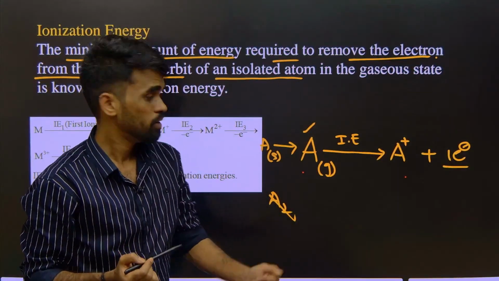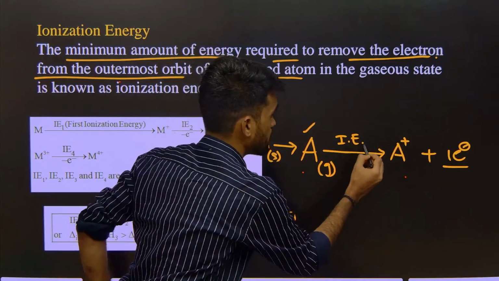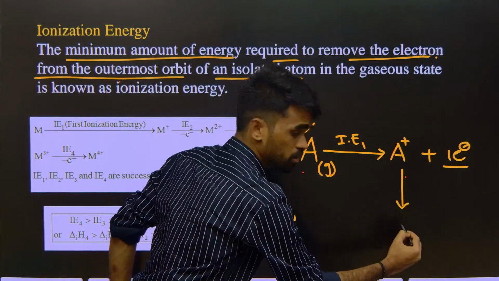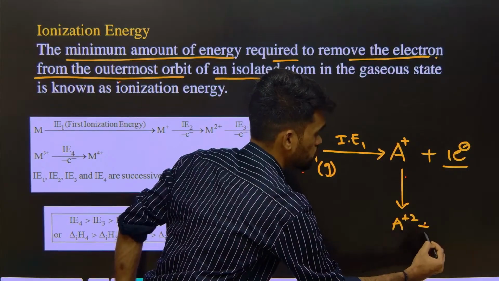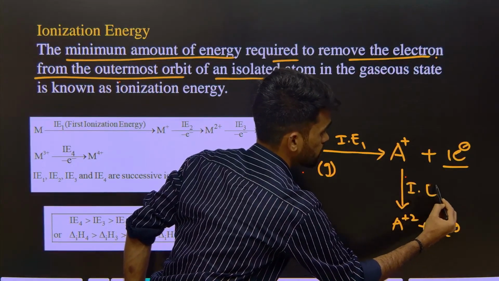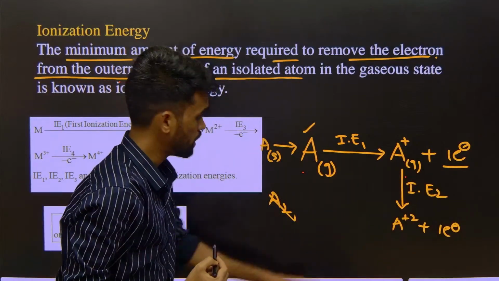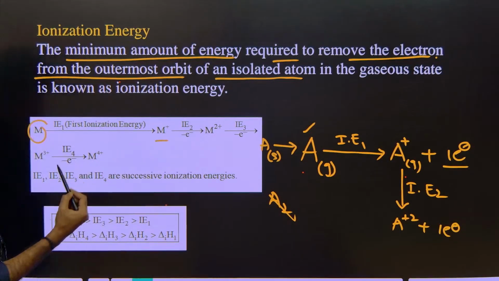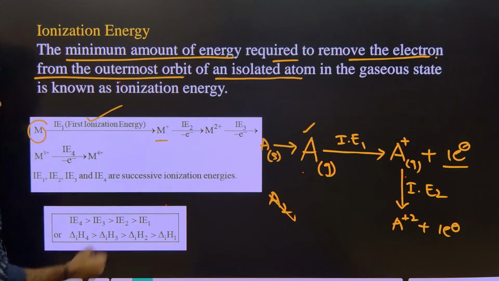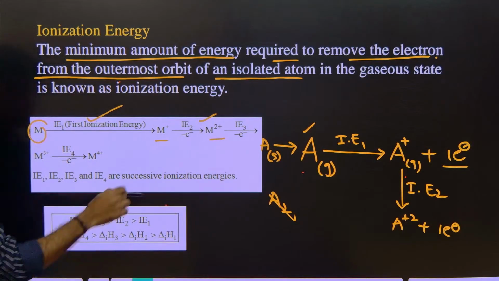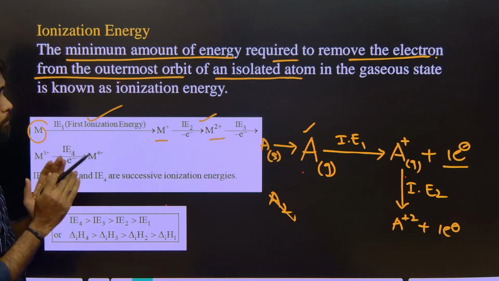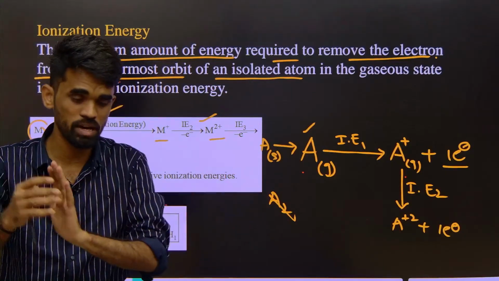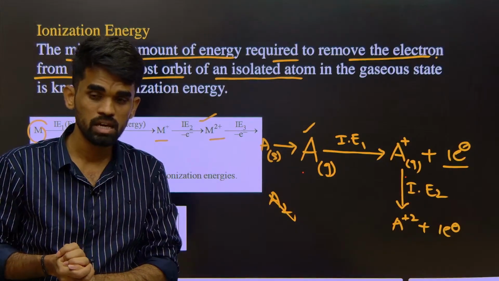Now we have successive ionization energy. It means the first electron we have removed, this is ionization energy 1, IE1. If we remove a second electron, it becomes A plus 2, and this is IE2. If we remove one more, IE3, like that. Now if we compare IE1, IE2, IE3, the first, second, third successive ionization energies, which is maximum? The last one will be maximum.